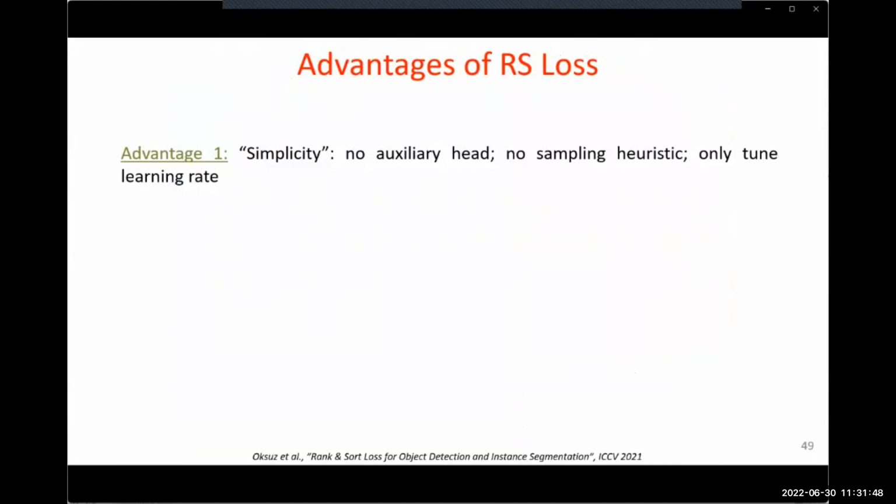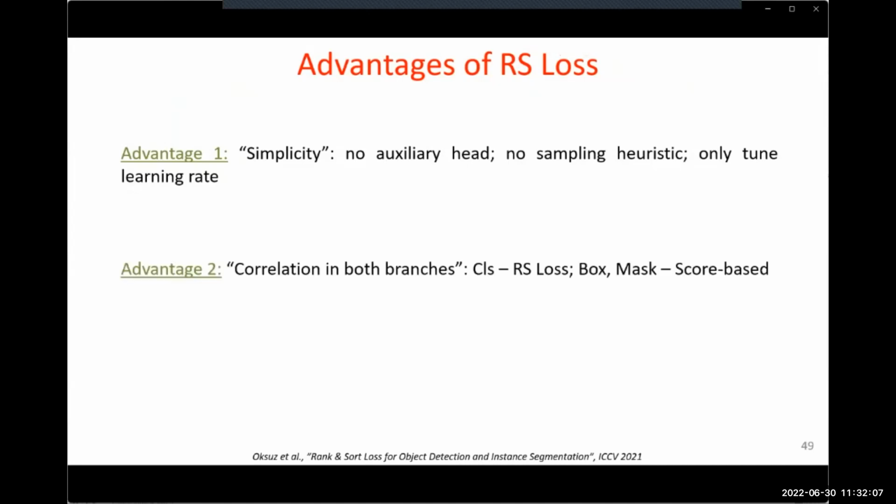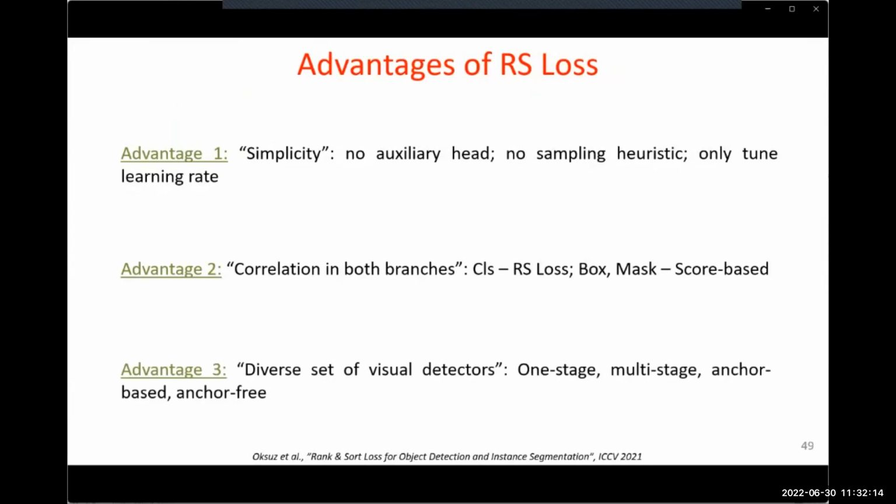To summarize the advantages of using the loss, first, it simplifies the training since no auxiliary head or sampling heuristics are employed, and it has been shown on 7 different detection and segmentation methods on 2 different datasets that one only needs to tune the learning rate. Second, it enforces correlation in both branches, thereby promoting better performance. And finally, it is applicable to a wide range of detection and segmentation methods.